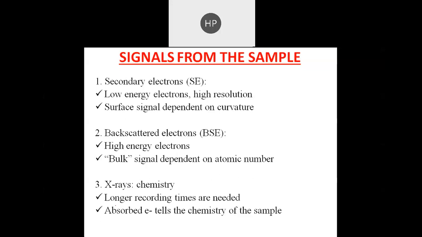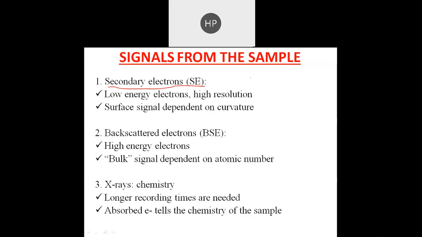First we get the secondary electron. Secondary electrons are low energy electrons that give a high resolution, and the surface signal depends upon the curvature. What kind of signal we get from the secondary electrons depends upon the sample preparation, what type of curvature we have on the surface of the sample. So this is the first signal that we get from the sample.